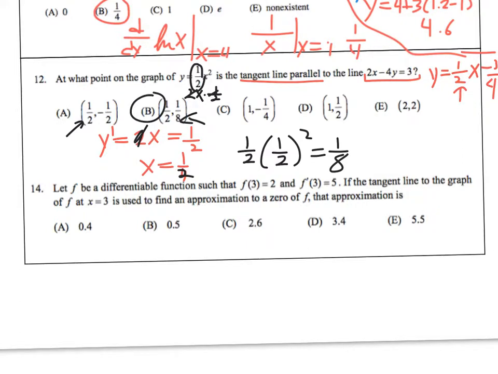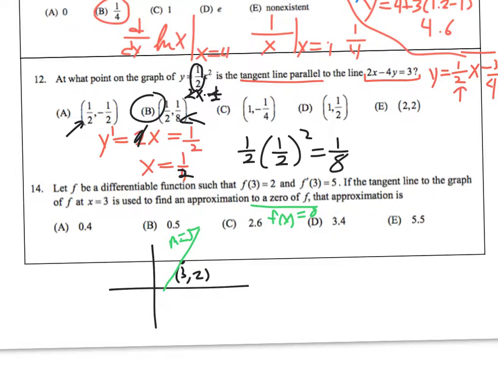Last problem, f of 3 is 2, f prime of 3 is 5. Okay, just to kind of figure out what's going on, f of 3 is 2. That means the point (3, 2). F prime of 3 is 5. That means I've got a slope of 5 for my tangent line there. If the tangent line is used to find the approximation to a 0 of f, that approximation is, that's a messy thing. So 0 of f means when f of x is equal to 0. So we're looking for a height of 0.